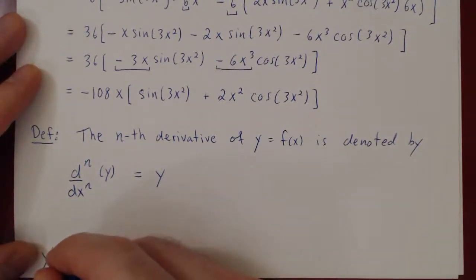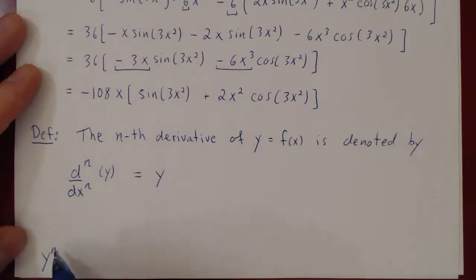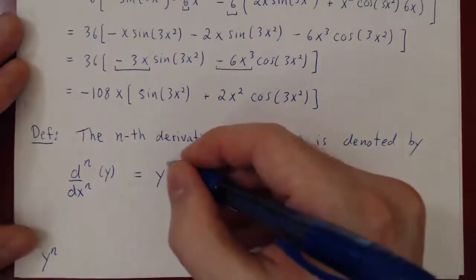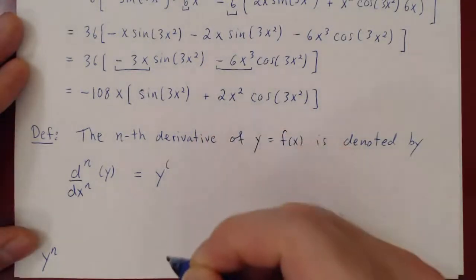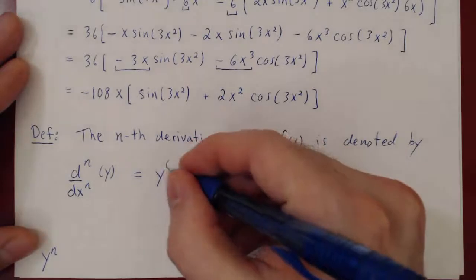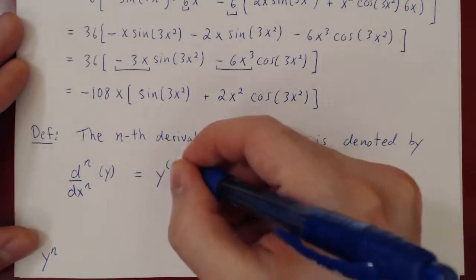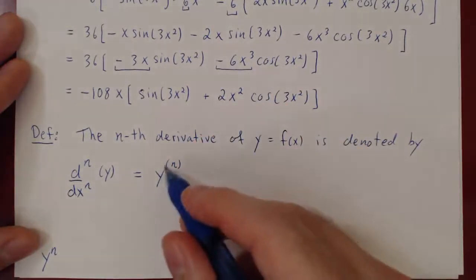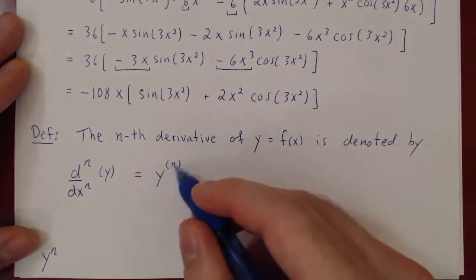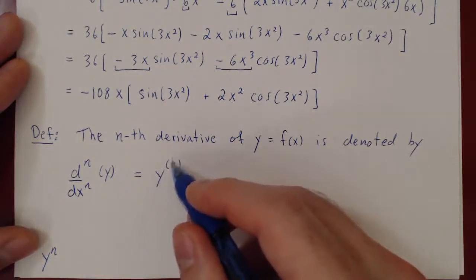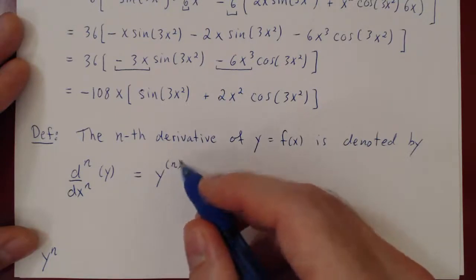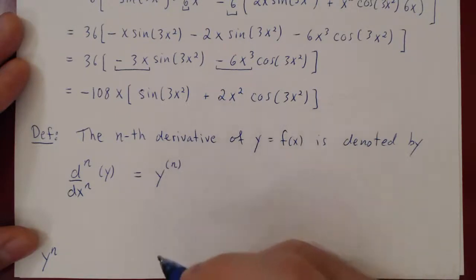If you write y to the n, this means the nth power of y, therefore y times y times y, n times. But if you put round brackets around the exponent and you say y, open the bracket, n, close the bracket, this also means the nth derivative of the function. So it's as if you had here y prime, prime, prime, prime, prime, prime, prime, n times.